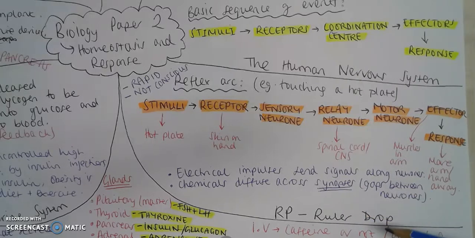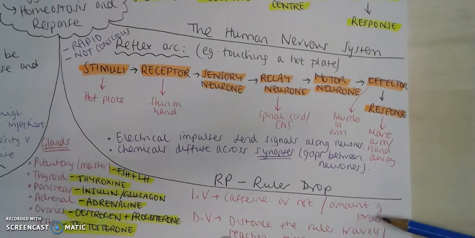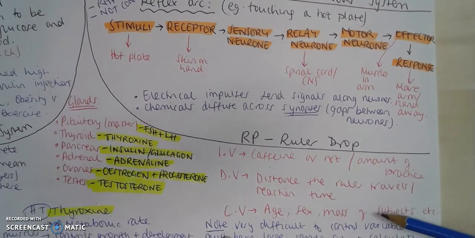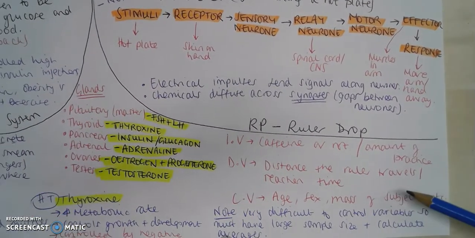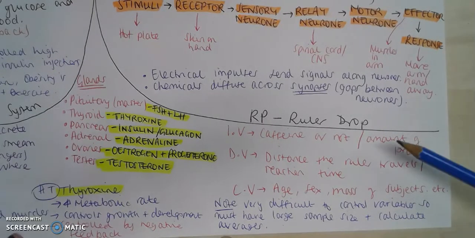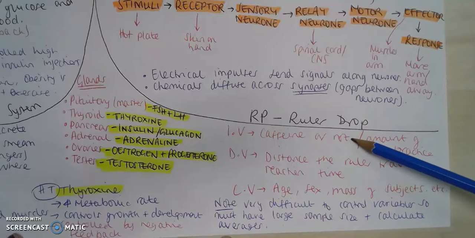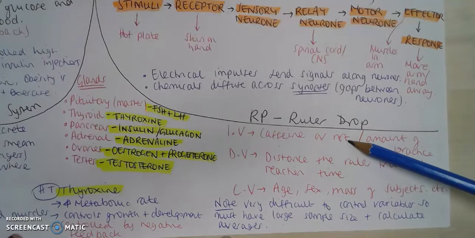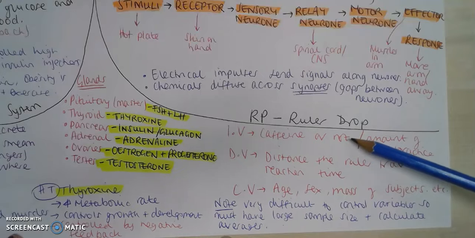Okay, the next bit then for the nervous system side of things is the required practical that kind of falls into this topic, which is the ruler drop. Now, there's a couple of different ways of doing this required practical. You can have an independent variable. That could be either doing it where you have some people have previously drank something containing caffeine and some people have not, and you could look at the effect of caffeine on reaction time.